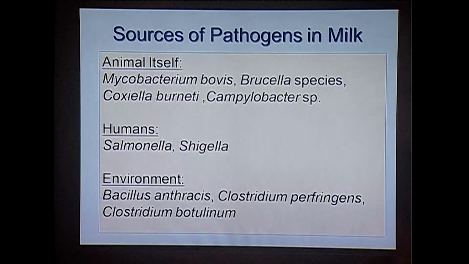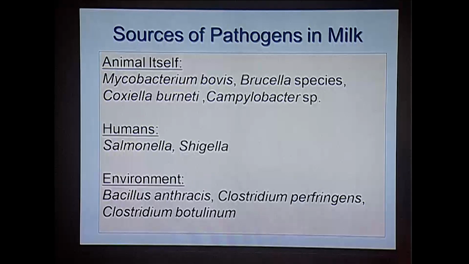These are the different sources of pathogens which can be introduced into milk. One is the animal itself, humans, or the environment. From the animal itself, we have Mycobacterium bovis, Brucella, Coxiella burnetii, Campylobacter. Now can you tell me what will happen when Mycobacterium bovis is introduced into the milk and that infected milk is ingested by us? Will it cause any harm to human beings? It will cause infection.